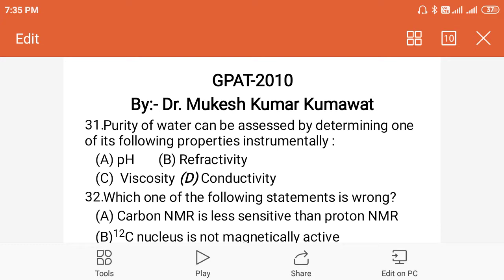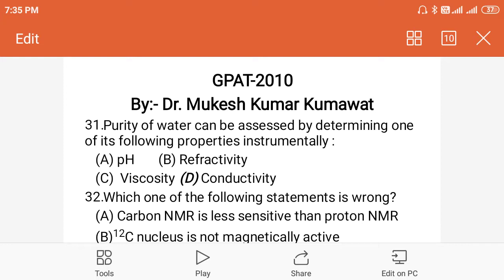So, what is the meaning? Which property can be used to find out the purity of the water by the instrumentation method, or instrumentally? Option A, pH; option B, refractivity; option C, viscosity; and option D is conductivity. So look here, what is the meaning of pH? It is the negative logarithm of hydrogen ion concentration.